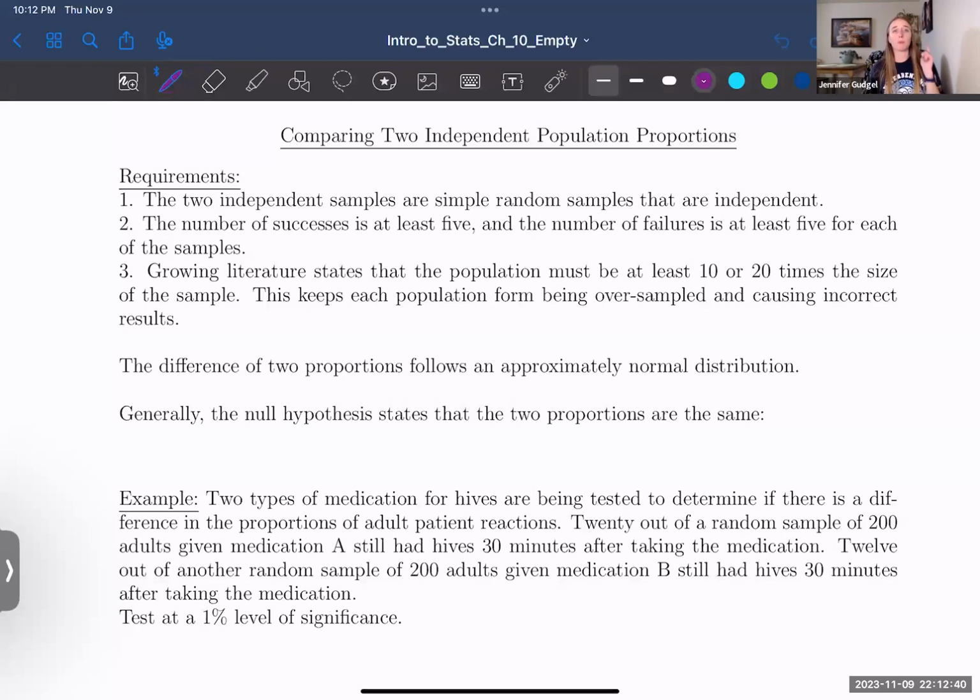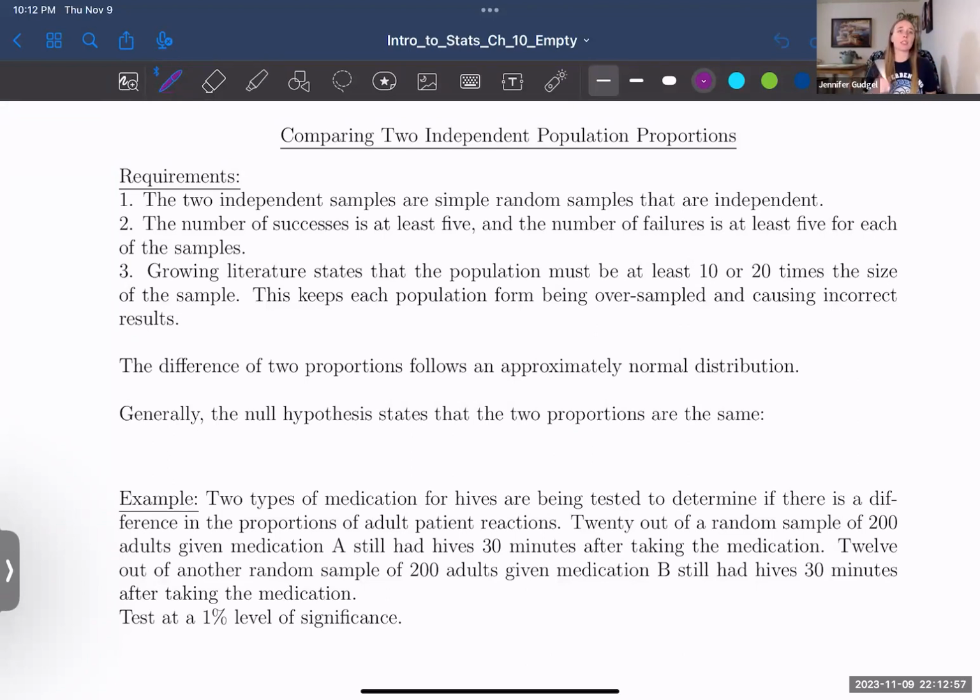So we are going into comparing two independent population proportions instead of independent population means. All right, we're going to be talking about two population proportions. We have a few different requirements. Same requirement that they have to be independent, fully separated, and simple random samples.